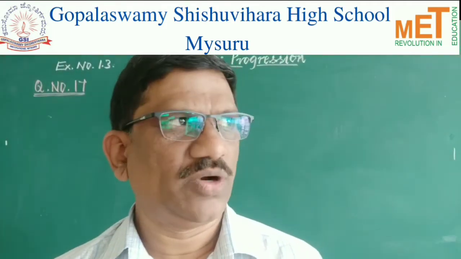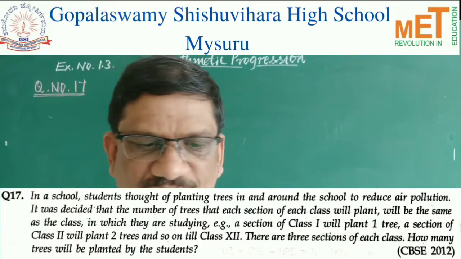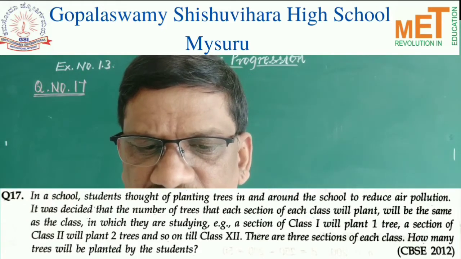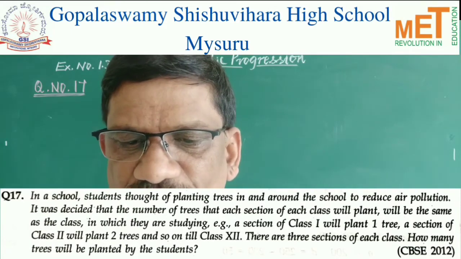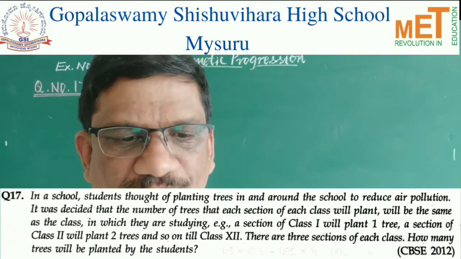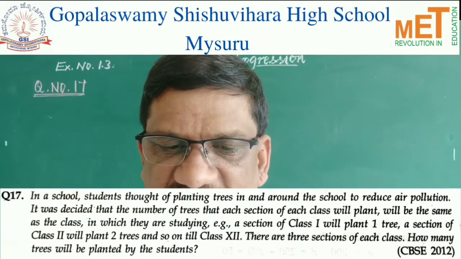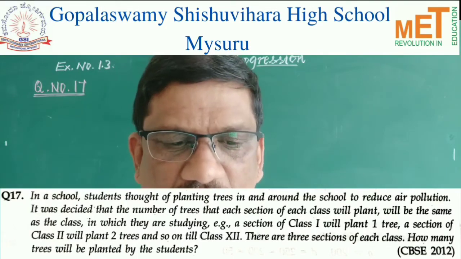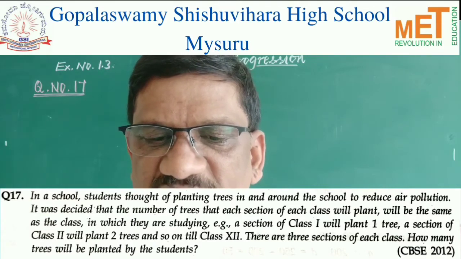Okay, children. We shall move on to the next sum, that is the 17th sum in this exercise. So let us see what it states. It states that in a school, students thought of planting trees in and around the school to reduce air pollution. It was decided that the number of trees that each section of each class will plant will be the same as the class in which they are studying.